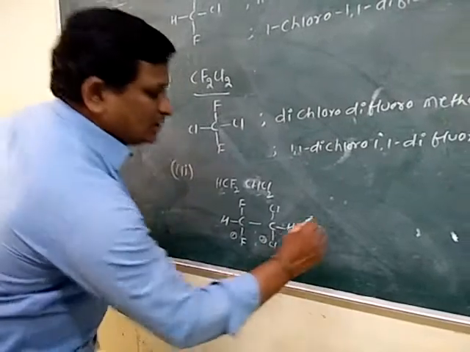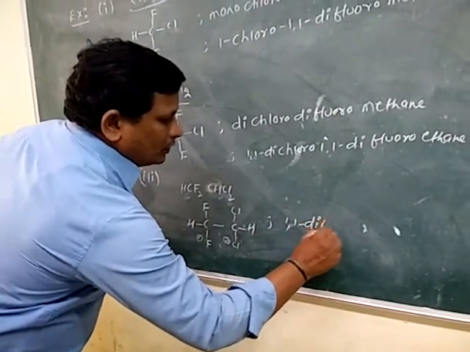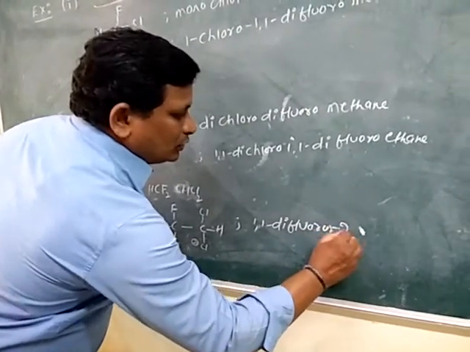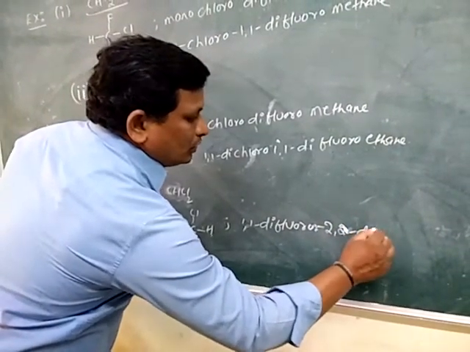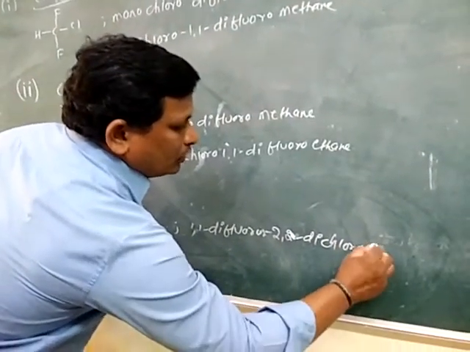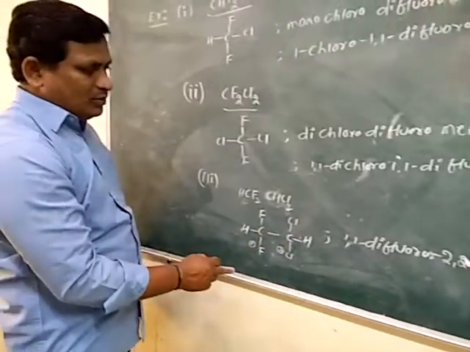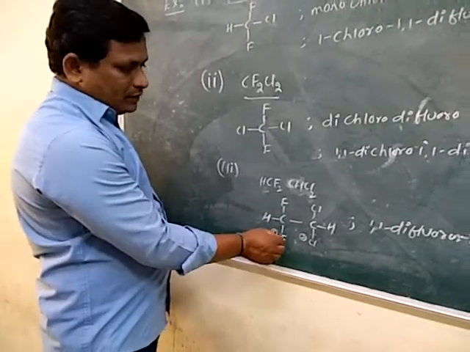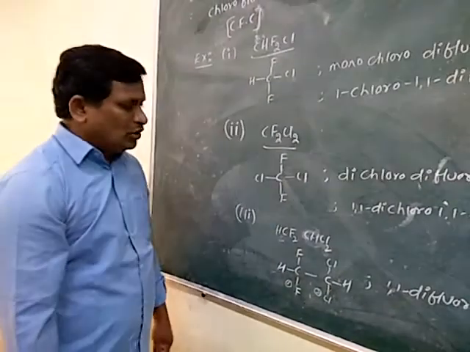Its name is 1,1-difluoro-2,2-dichloroethane, because two carbons are present in this compound, so it is ethane. So these are the prions.